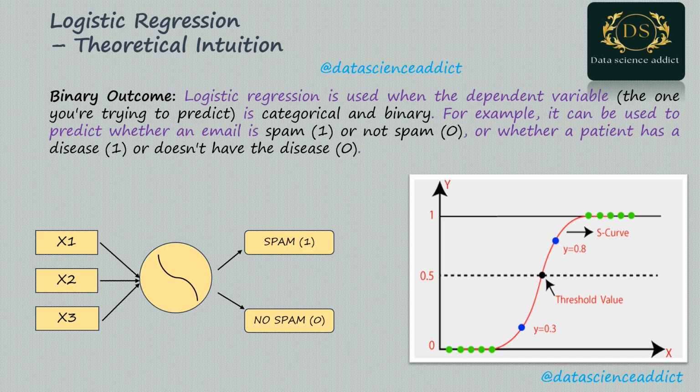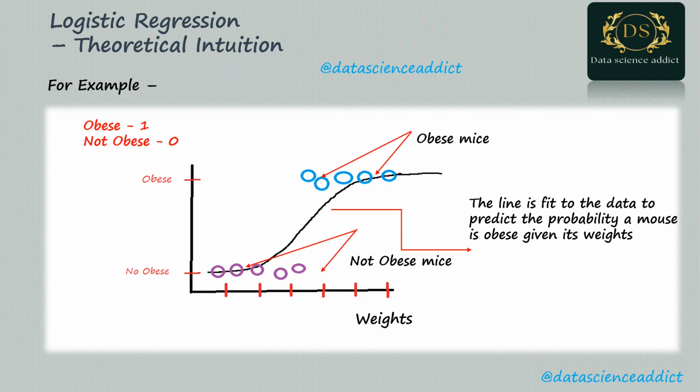Like in linear regression, we plot a best fit line through the data points. Like that, here we plot the S-shaped curve, which is nothing but our sigmoid function. Regarding that, we'll talk about it in some time. Let's first discuss the concept through an example.